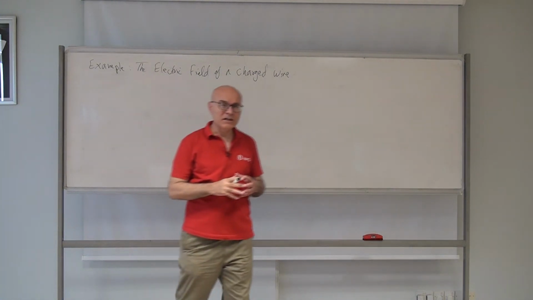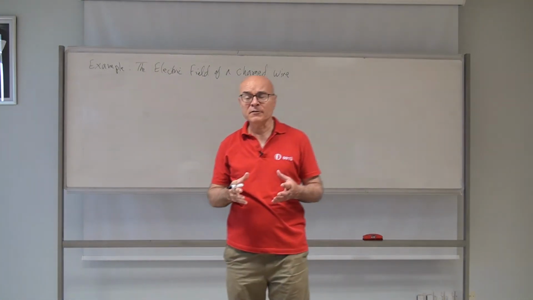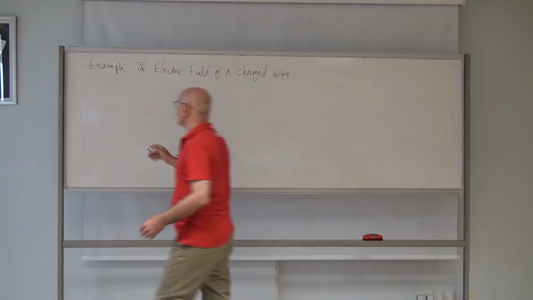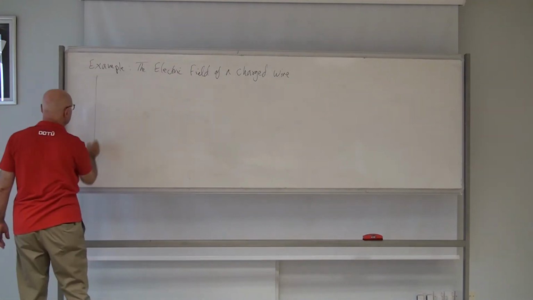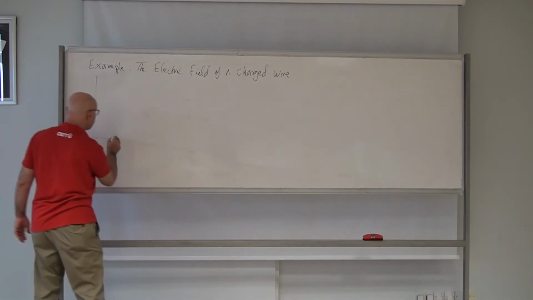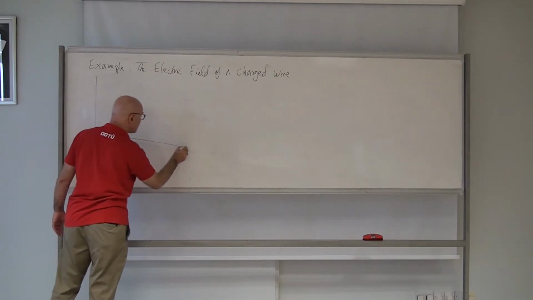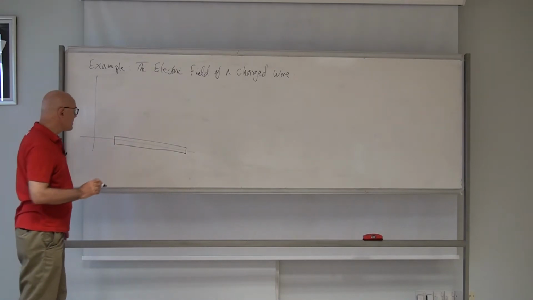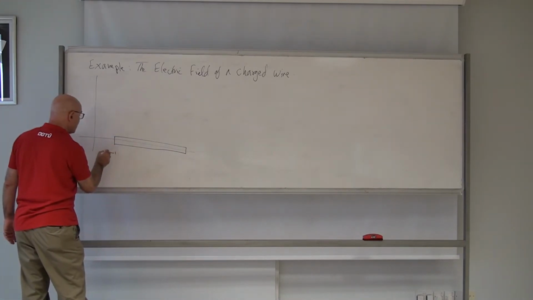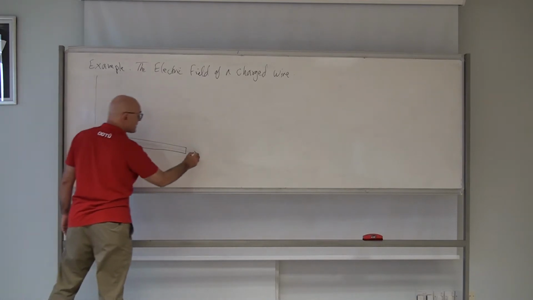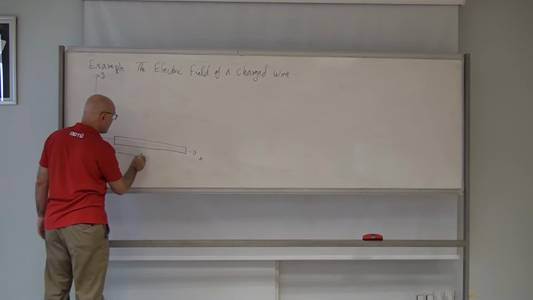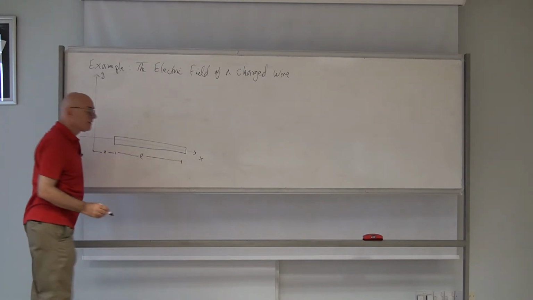Now we will be considering the electric field of a charged wire. And as we have seen in the figure, the wire extends along the x-axis. So this is the x-axis, this is the y-axis, and it has a length L.